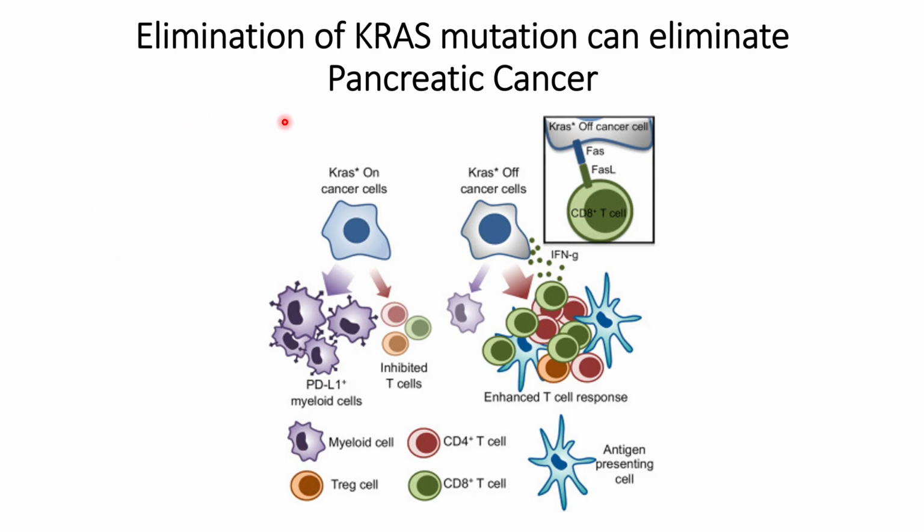Today we will discuss a study in which, if the KRAS mutations are eliminated from the pancreatic cancer cells, then the immune system gets active and works on the cancer cells by triggering apoptosis. So, in our previous videos, we have discussed the importance of KRAS mutations.